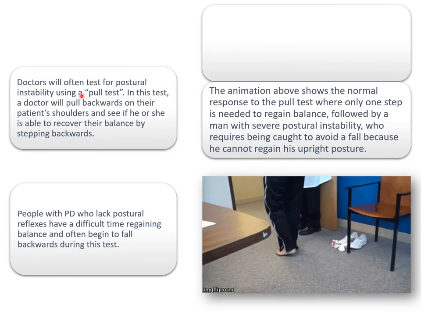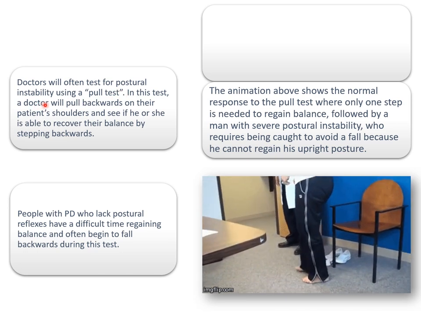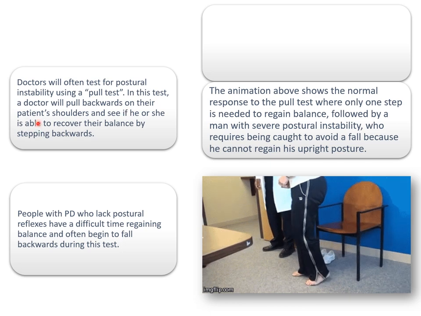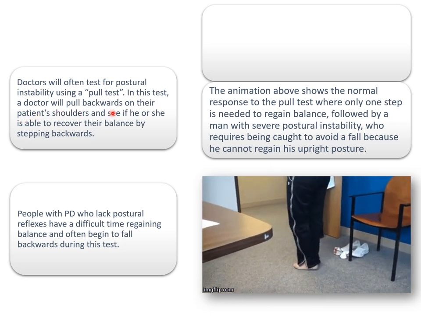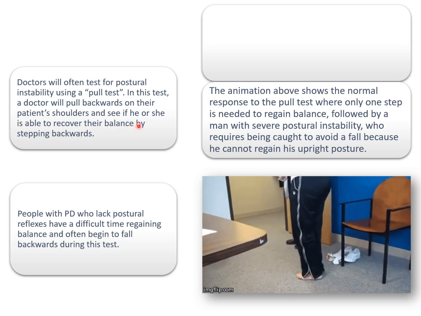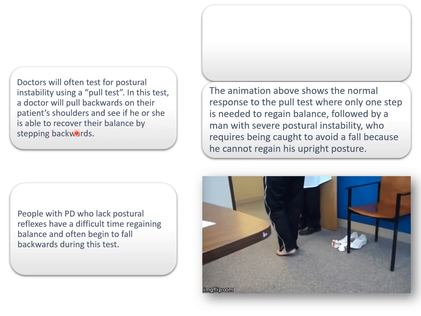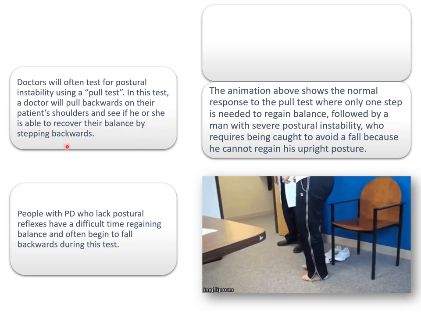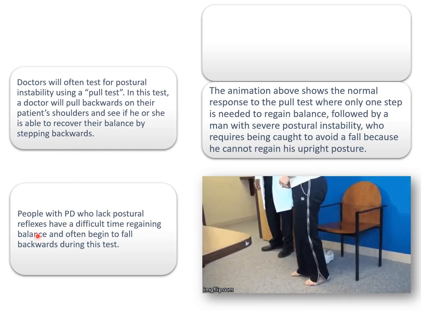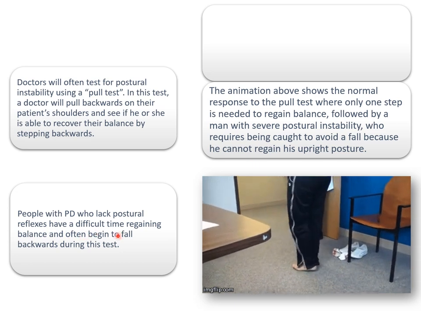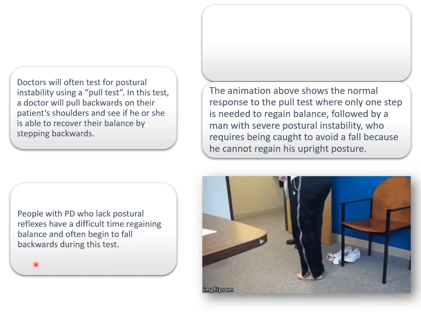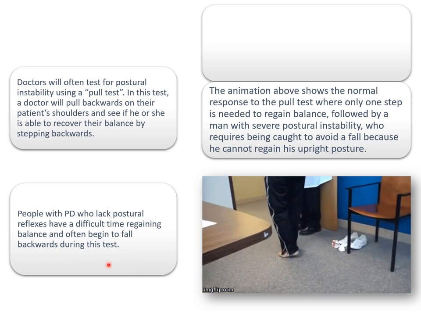So doctors will often test for postural instability using a pull test. In this test, the doctor will pull backward on the patient's shoulder and see if he or she is able to recover their balance by stepping backwards. People with Parkinson's disease who lack the postural reflexes have a difficult time regaining balance and often begin to fall backwards during this test.